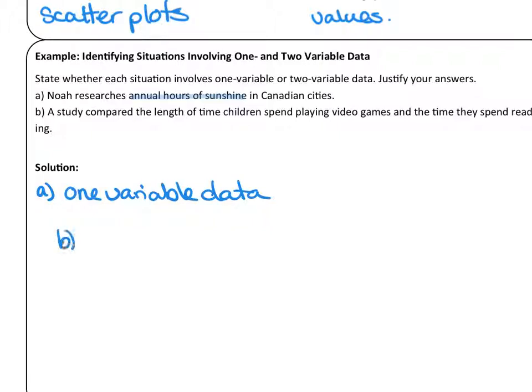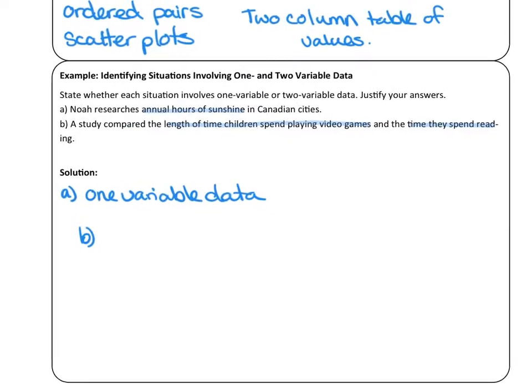B, a study compared the length of time children spend playing video games and the time they spend reading. So in that case, there are two different things we're looking at: time of video games and time reading. So this one is two variable data.